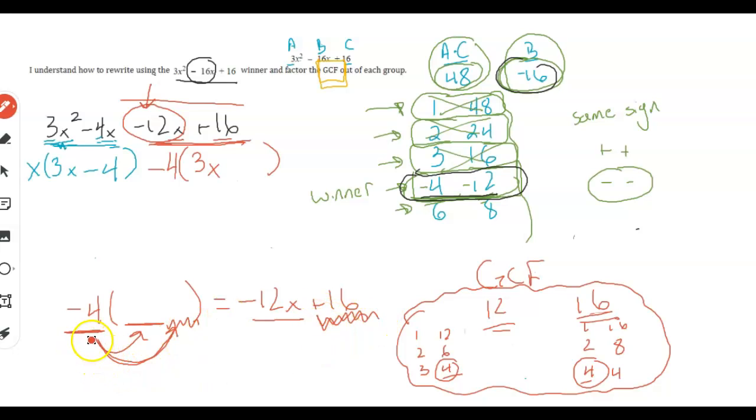I'm so sorry, I said it wrong. Negative 4 times something else should give me positive 16. I need another negative 4. And then I would do just kind of a very quick mental calculation. I would make sure that this times this was negative 12x and that this times this was positive 16. It totally is.